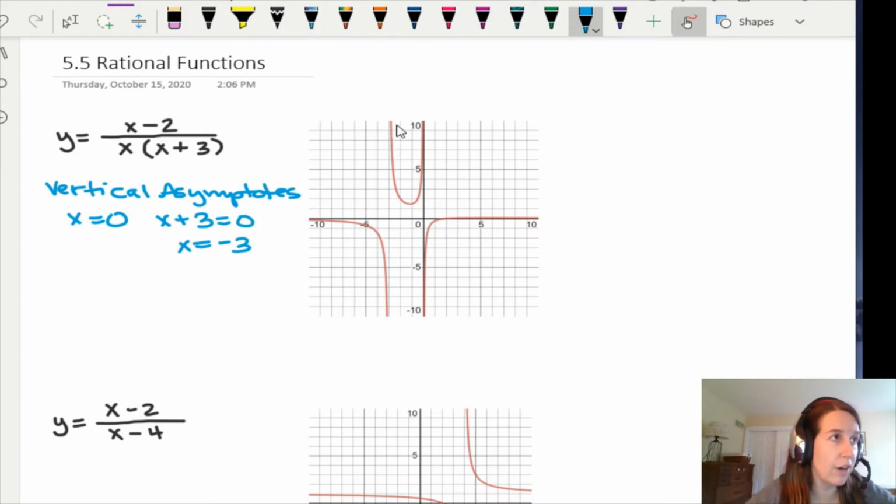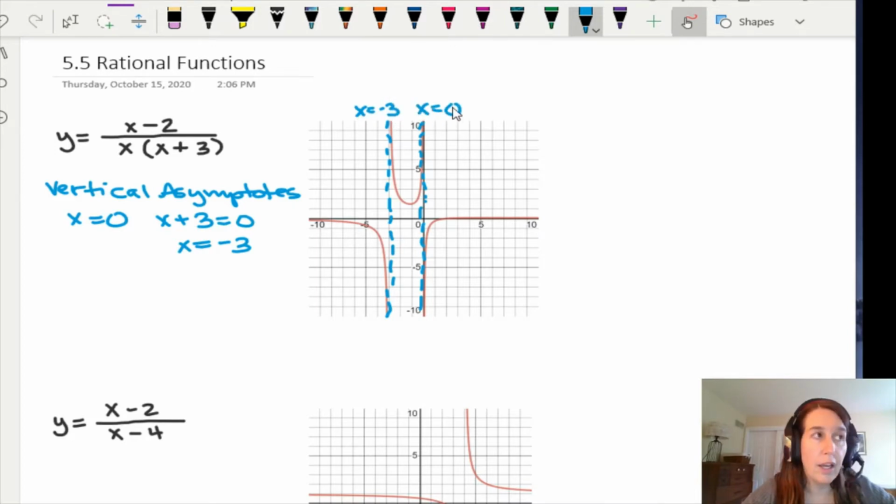And you can see on the graph, here is the vertical asymptote at x equals 0. Okay, and here is the vertical asymptote at x equals negative 3. So let's draw those in. Okay, and then notice that, just from the diagram, hopefully we can see that we do have a horizontal asymptote.